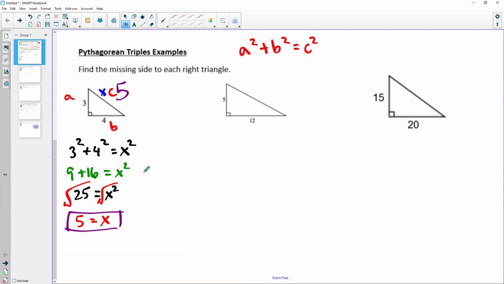This represents an example of a Pythagorean triple. Look at all of our side lengths: a side length of 3, a side length of 4, and a side length of 5. When all three side lengths are whole numbers, it represents a Pythagorean triple.